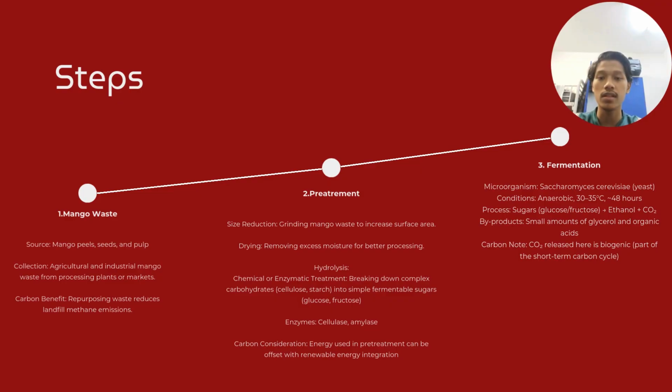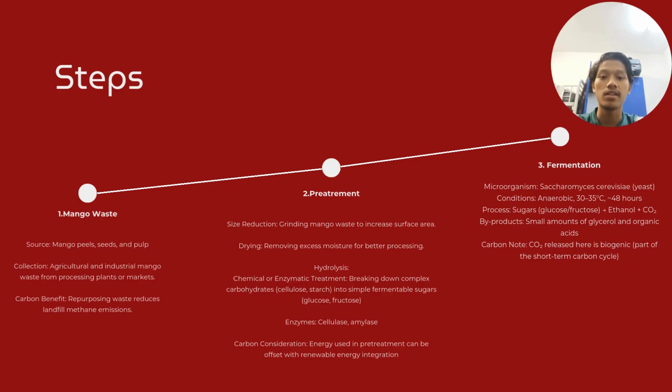Next are the steps of production of bioethanol from mango waste. The first step is procuring the mango waste. It doesn't matter if it's the mango peel, seeds, or even pulp. We can collect agricultural and industrial mango waste from processing plants or markets. Its benefit is that by using mango waste, we can repurpose the waste to reduce landfill methane emission.